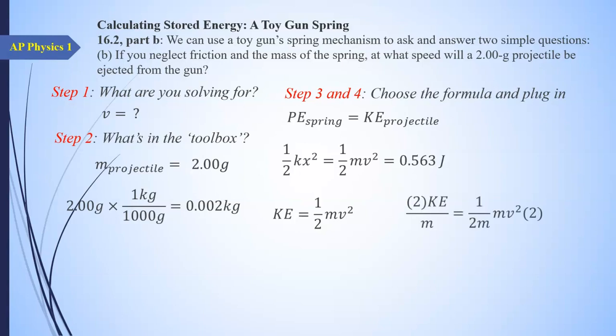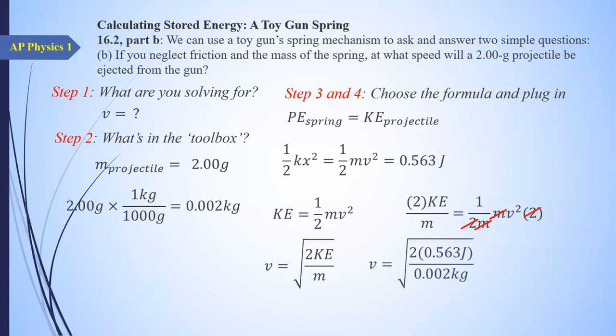We multiply both sides by 2, and we see the 2's cancel there, or by 2m actually, and we have the masses cancel there. Okay, so we have V squared equals 2K x squared over M. To get V, you take the square root of both sides. We're going to plug that in, and we come up with an answer of 23.7 meters per second.